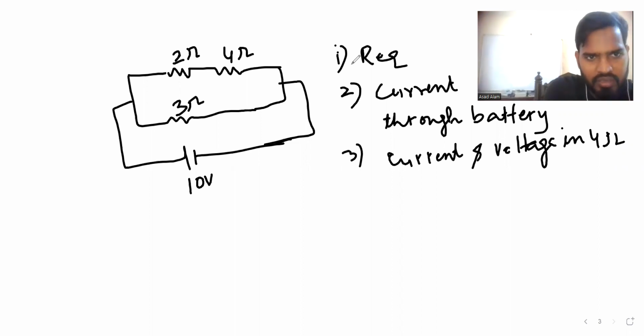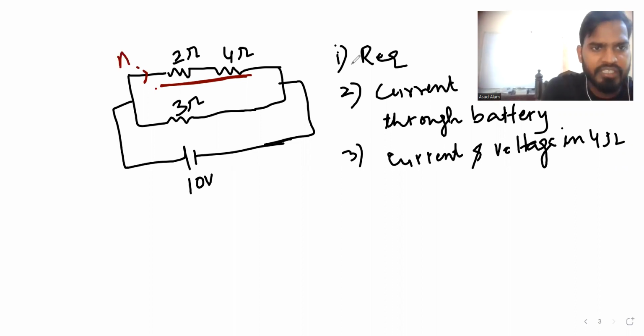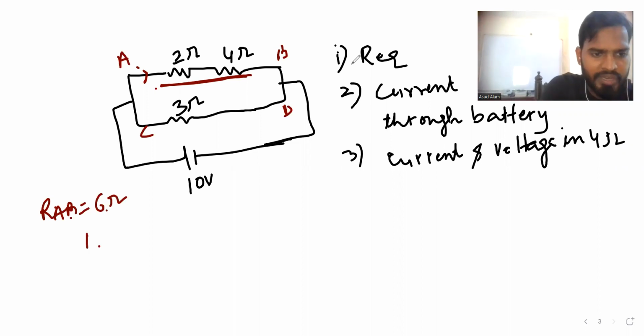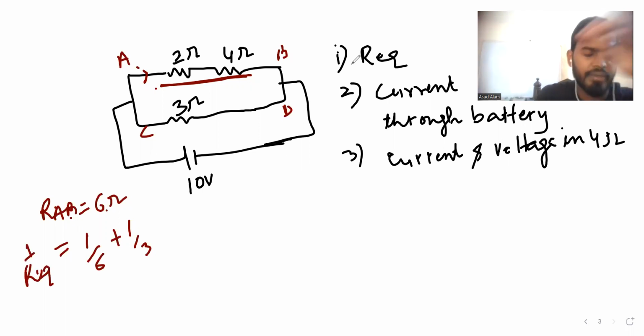Guys, these two are in what? For sure, current once it comes here will not get confused, right? So it is in series. So let's name this A, B, C, and D. So R equivalent between A, B is 6. And 6 ohm and 3 ohm are in parallel, right? So 1 by 6 plus 1 by 3 parallel. So 1 by R equivalent. You'll get it anyway, let's solve it.